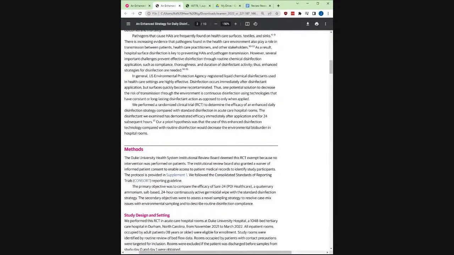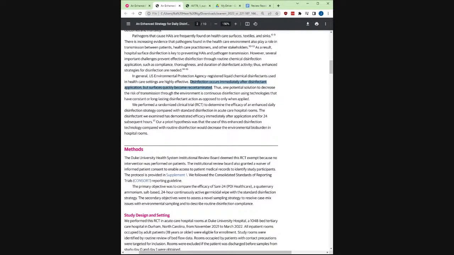I'm going to skip right here because I've read through it. In general, they say this liquid chemical disinfectants used in healthcare settings are highly effective. So at baseline, it's really effective. And disinfection occurs immediately after application, but the problem is surfaces quickly become recontaminated. So yes, it works, but the problem is it gets recontaminated.